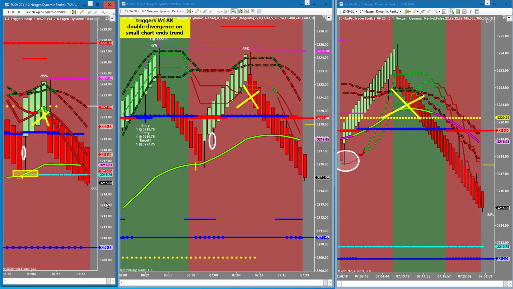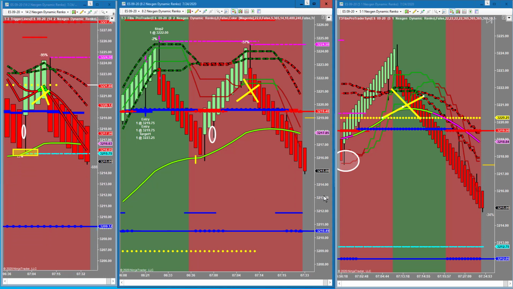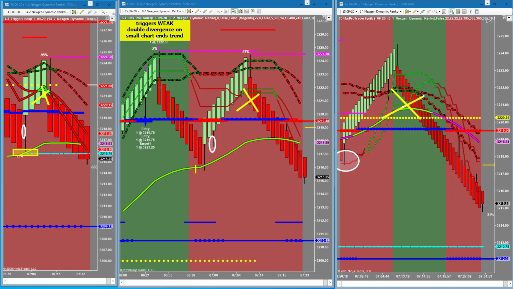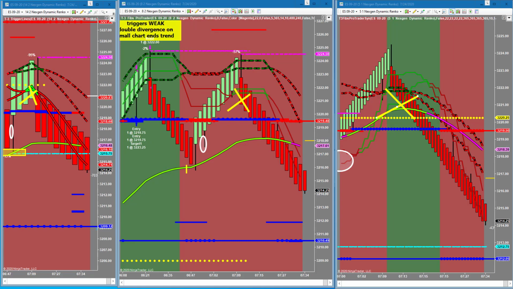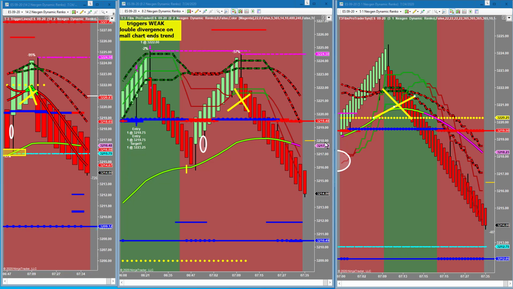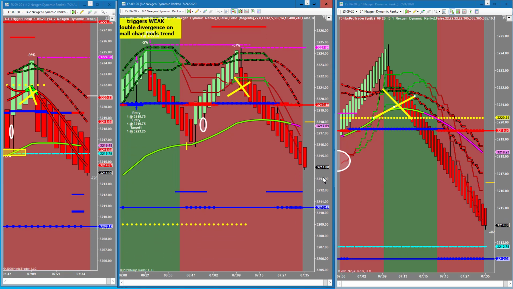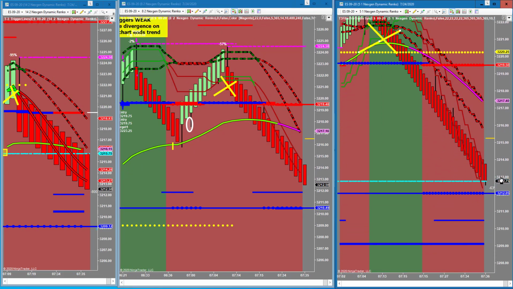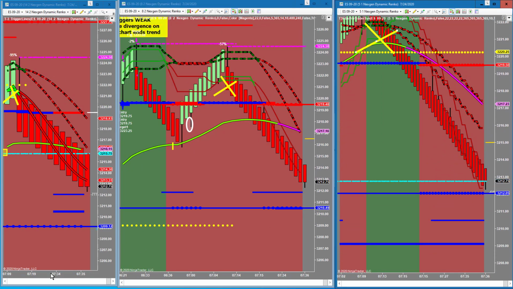I mean, the 8-2 and the 14-2 have the same triggers on them, so they're going to always have the same triggers. But it's easier to see just the 8-2 and the 5-1. So look, what do you see now? Everything agrees. All charts have all triggers going down. So if we got a trade, that's a trade. You see it? How obvious it is? Both charts, all triggers going down.